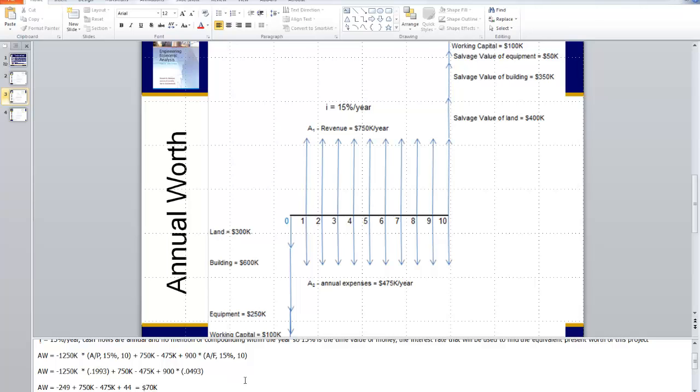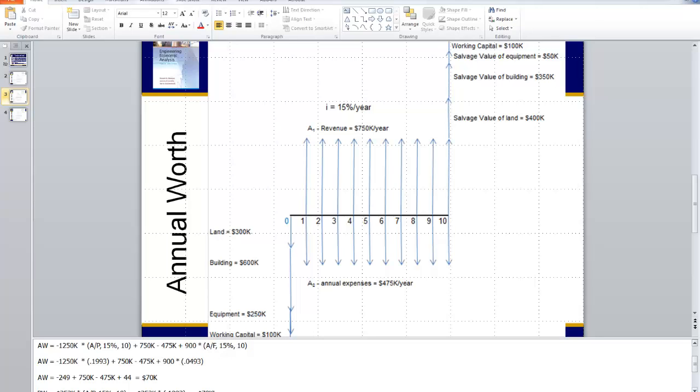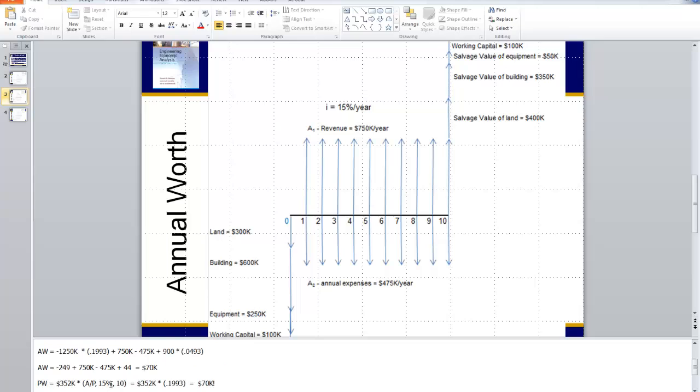So the same answer we had in the present worth format. Now let's do one other thing. Let's scroll down here. Could we take our present worth of 352 that we found and convert it to an annuity, and what would it be? So we have our present worth of 352. We find the annuity given the present, 15% over 10 years.